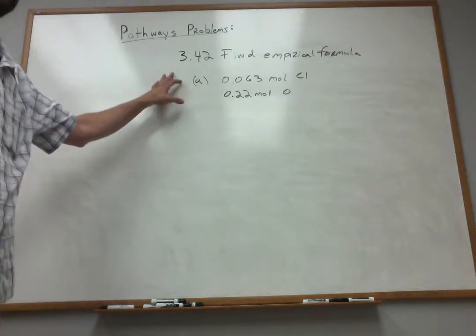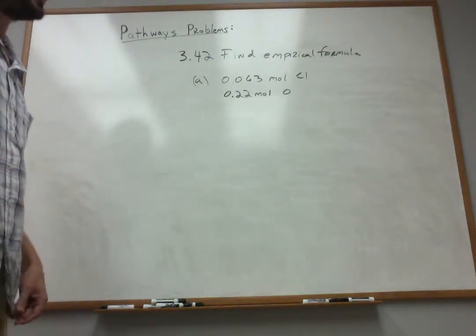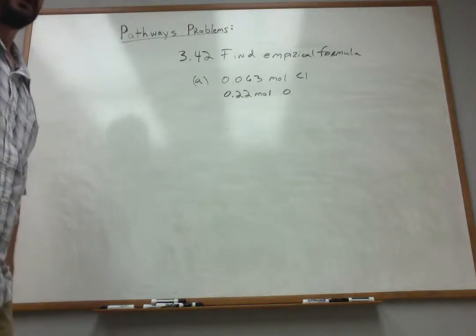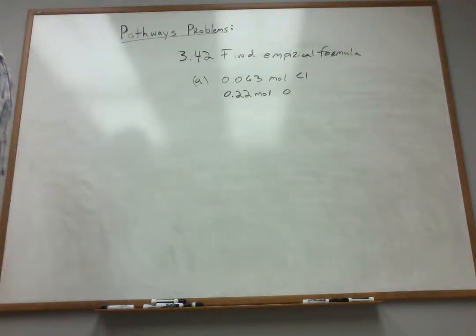Okay, Pathways problem 3.42 from the book. This one's all about finding empirical formulas from measured data. I think this kind of problem's sort of fun, actually, because it's kind of investigative in nature. You might go into lab and collect some data about how many moles or how many grams of different elements are present. There's a number of different ways to do that. Your book outlines some of them.